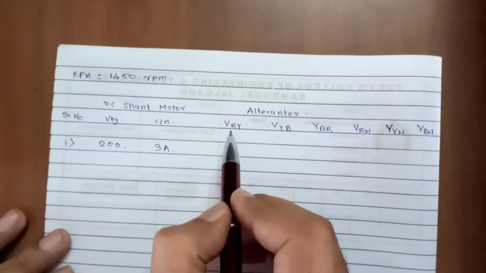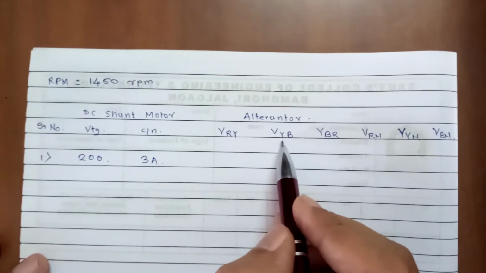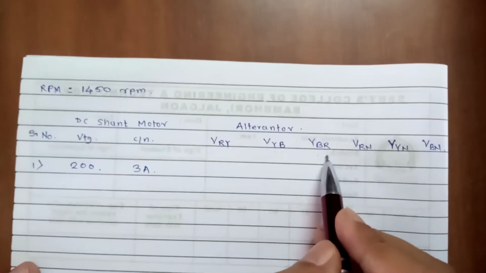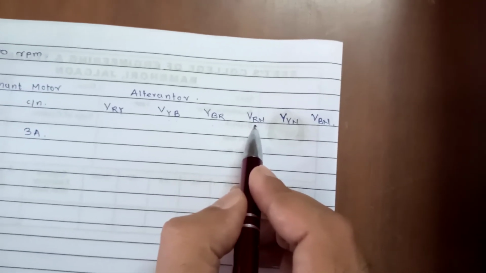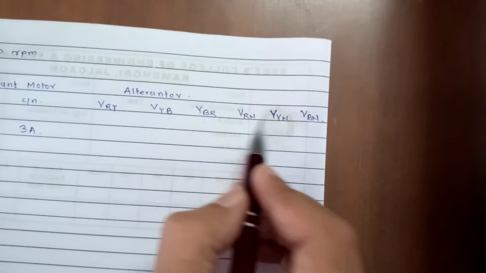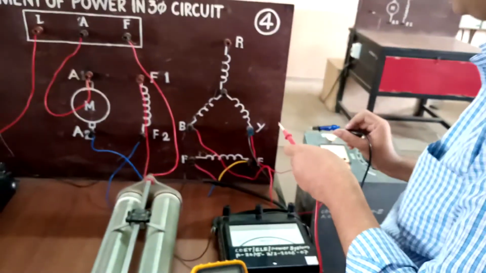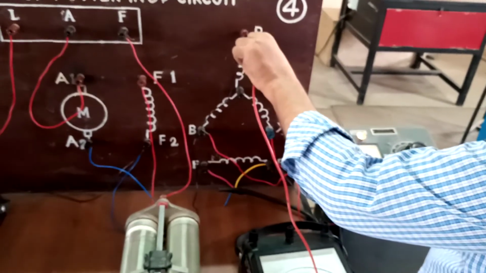So the first reading is the voltage between R phase and Y phase. Second reading is for voltage between Y phase and B phase. Third is for voltage between B and R phase. And after that we'll record the voltages between the phase and neutral. So R to neutral, Y to neutral, B to neutral. Okay, so first we will record the line to line voltages. So the first reading is for R to Y.